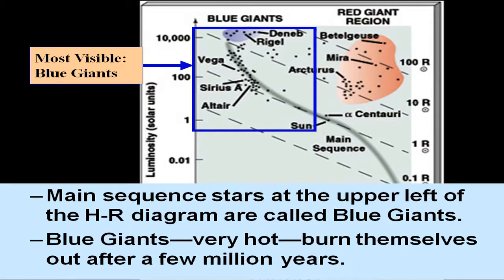Blue giants are very hot, very luminous, and because they're main sequence stars, they are burning hydrogen into helium, but they're doing it very fast, and so they're going to burn themselves out much faster than, say, our own sun, and in fact, definitely much faster than the red dwarfs. So they're going to burn themselves out after a few million years and become older stars after that, while our sun is burning its fuel for another 5 billion years. So even though the blue giants are much brighter and very luminous and easy to see, they won't be there quite as long as our own sun.